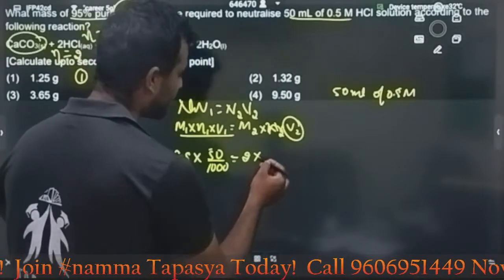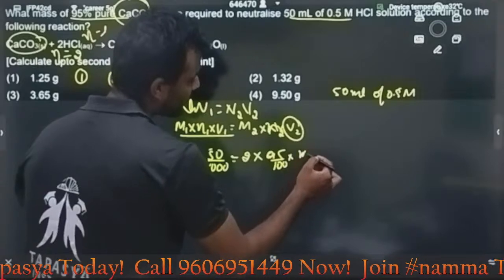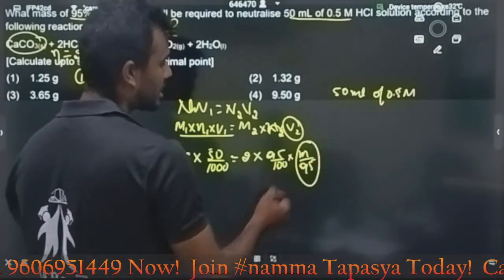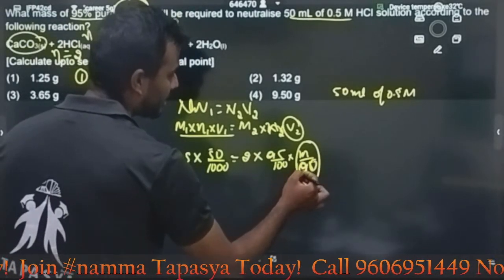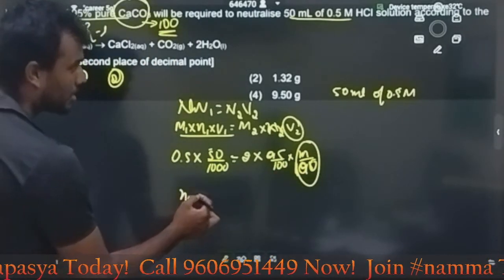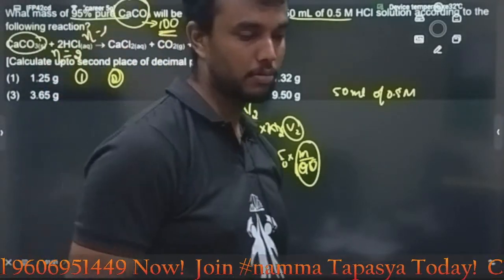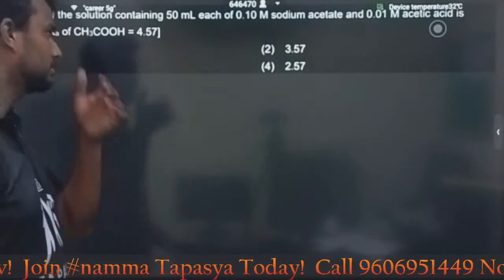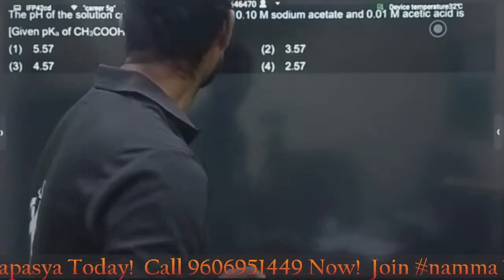M value, 95% na, 95 by 100 into M by 95. You will get this one, the volume and the molarity. Number of moles na, number of moles divided by 100, 90%, 95%. Calculate the M value, you will get 1.32 gram approximately. Very simple, calculation is important. Clear? Next question, from your ionic equilibrium.